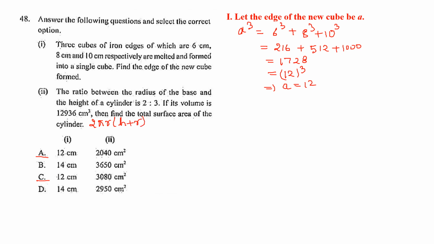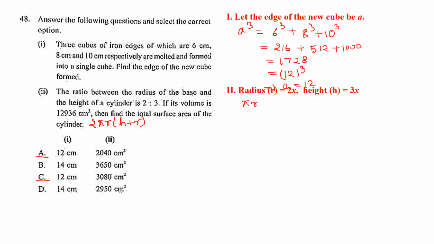So now to find this value, you should know the radius and the height. But here for radius and height, the ratio is given. So first of all, I'll assume let the ratio be x. So my radius will become 2x and height will become 3x, right? Now from here, what is the formula of the volume of a cylinder? Pi r square h.